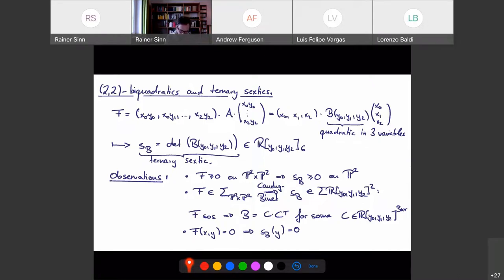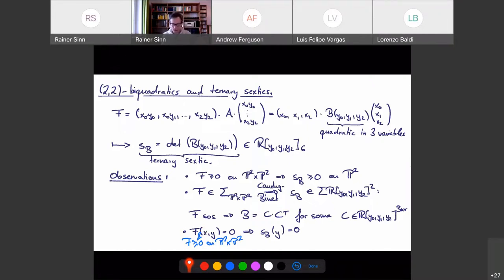Also, another interesting observation, there's an assumption missing here. So F is to be non-negative on P2 cross P2, and you have a zero of the polynomial, then the ternary sextic is also zero. And so here's a correspondence of points, right? F has an X and a Y, a rank one matrix. It has a column vector and a row vector. So X is, say, the column vector, Y is the row vector. So if this is zero at this tuple of points X comma Y, then the ternary sextic vanishes at the corresponding row vector of this point in P2 cross P2.